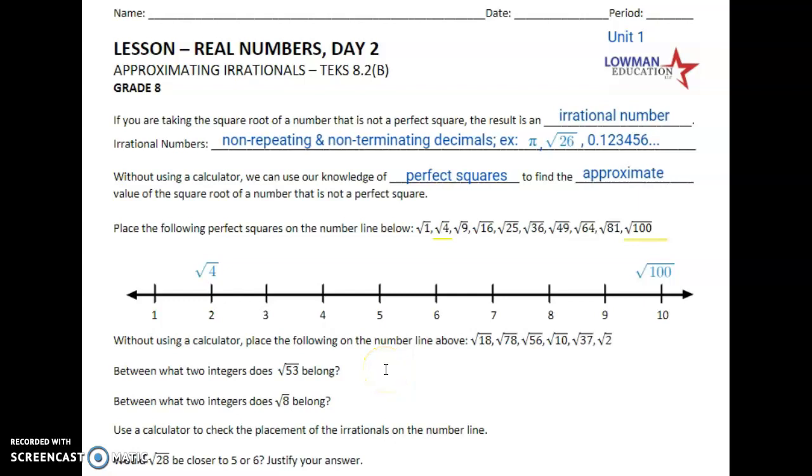Welcome back to lesson Real Numbers. We're on day 2 of Unit 1. We're going to be approximating irrational numbers. Our learning objective is 8-2b.